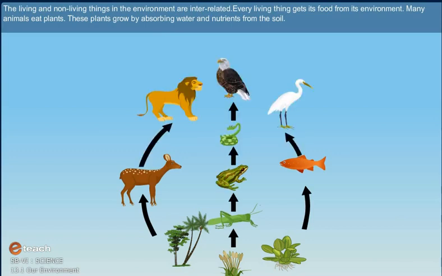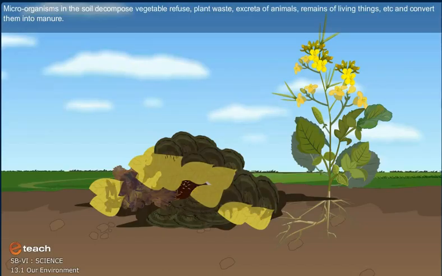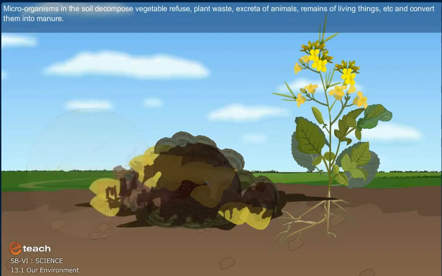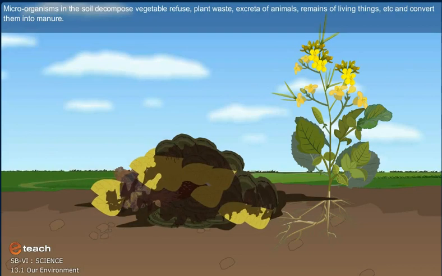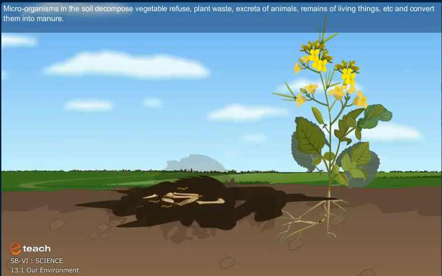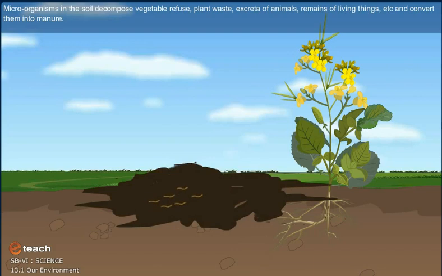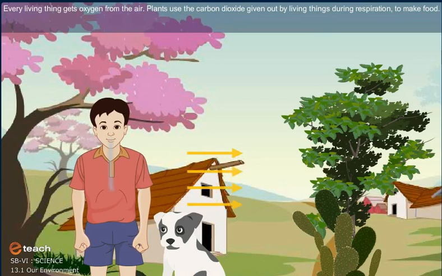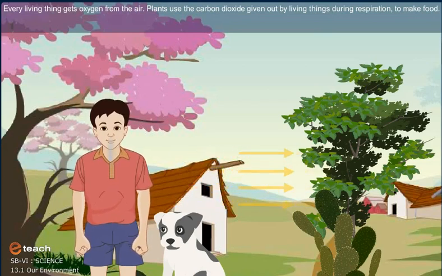Every living thing gets its food from its environment. Many animals eat the plants. These plants grow by absorbing water and nutrients from the soil. Microorganisms in the soil decompose vegetable refuse, plant waste, excreta of animals, remains of living things, etc., and convert them into manure. Every living thing gets oxygen from the air. Plants use the carbon dioxide given out by living things during respiration to make the food.